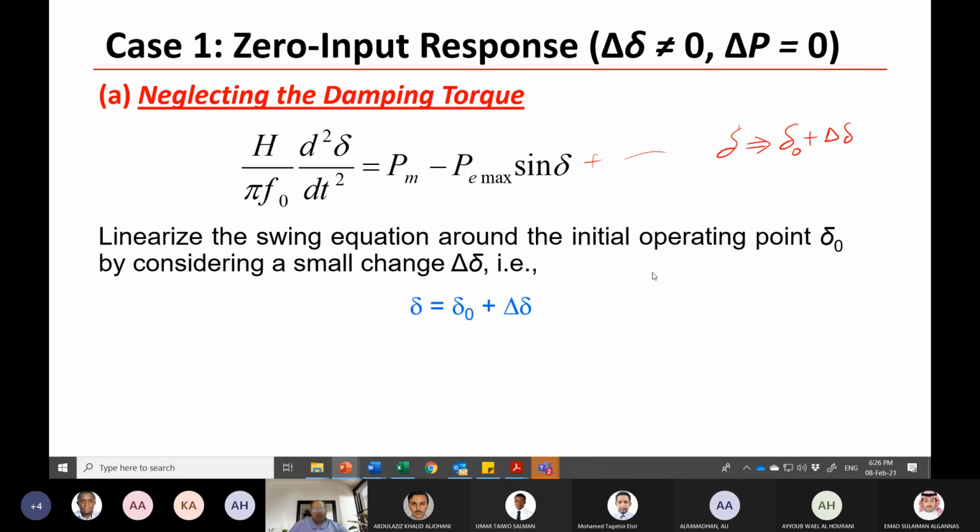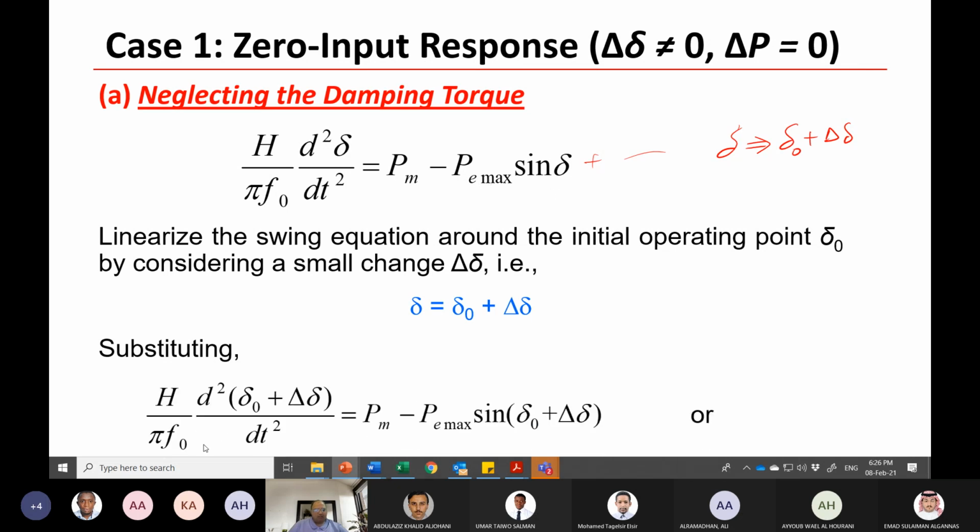So we linearize the swing equation around the initial operating condition delta 0 by considering delta equal to delta 0 plus delta delta, and you substitute it here. Then we can write d square of (delta 0 plus delta delta) over dt square, and sine of (delta 0 plus delta delta). Of course, we will not keep this as such. You can distribute d square delta 0 over dt square plus d square delta delta over dt square, and you can expand this sine. Can you expand this term? Yes.